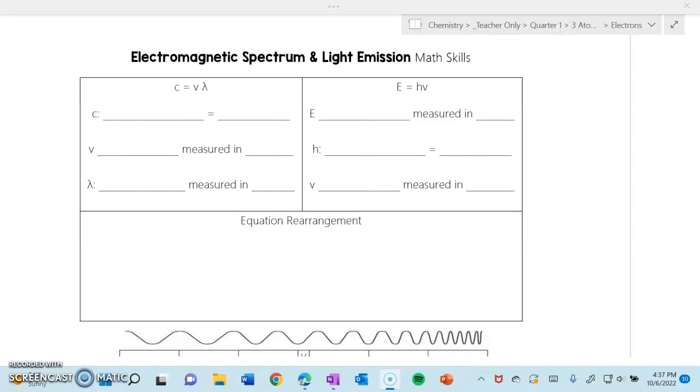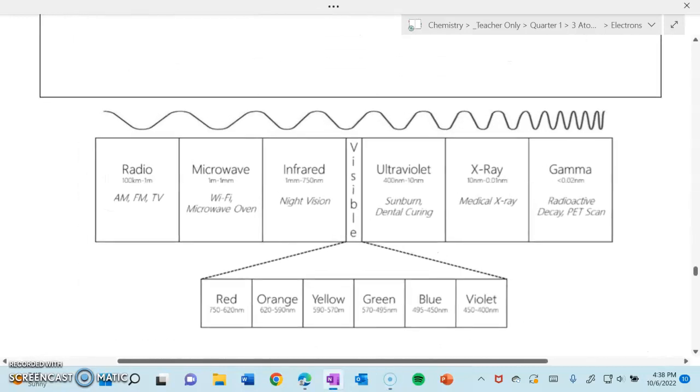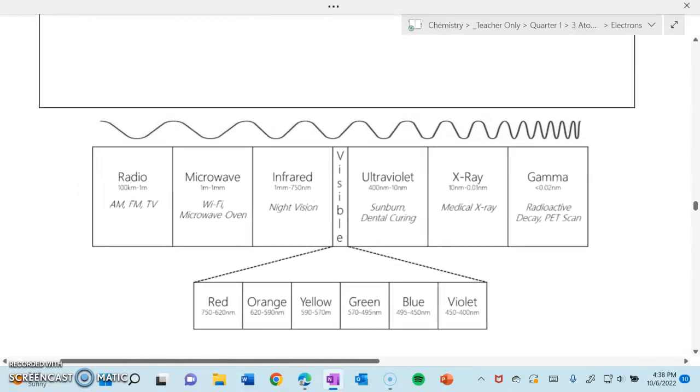Today we're going to focus on light emission and the electromagnetic spectrum, specifically at the frequency and wavelength of waves. So we're going to discuss that both in qualitative terms, just kind of describing the wave, and then also calculating it, doing it quantitatively. So first, look down with me at this electromagnetic spectrum, and here you will see all of the types of light that exist.